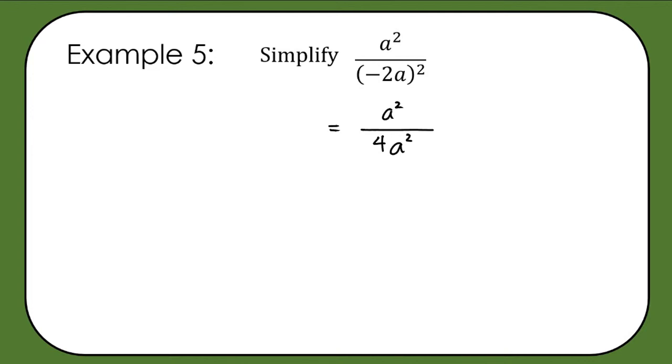We've got a times a on the top, or a squared on the top, and we've got 4 times a squared on the bottom. So there's clearly a common factor of a squared. So if we divide the numerator by a squared and the denominator by a squared, we have just 1 left on the numerator, and 4 times 1, so 4 on the denominator. So this simplifies to 1/4.